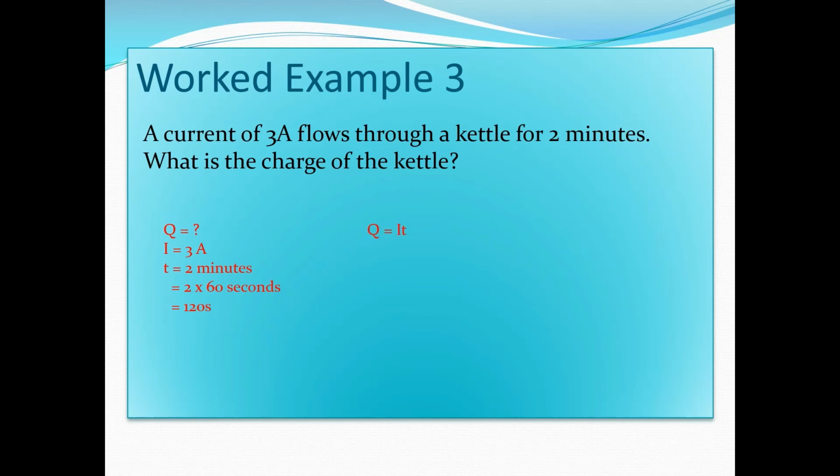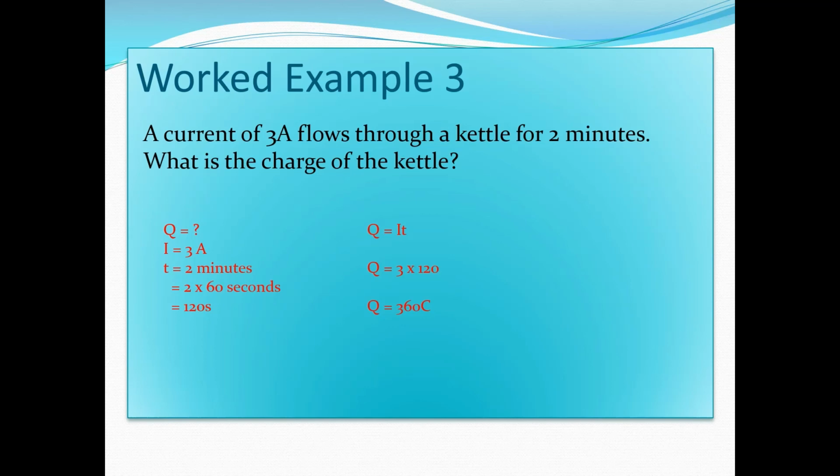So we've got Q, I and T. That tells us we're using this equation. We don't need to rearrange it because it's Q we're trying to find out. So we'll substitute them in. We'll put 3 in for the current. We'll put 120 in for the time. So our charge there of the kettle is 360 coulombs. Again, nice and simple, no rearranging of the equation needed, just need to keep a check that everything is in the correct units.